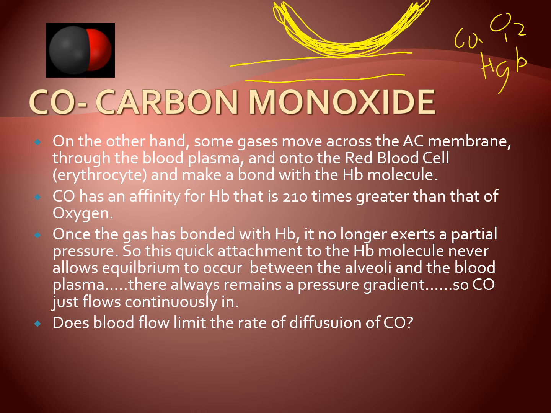In other words, the only thing that stops this gas from going from the alveoli into the bloodstream is how thick or how hard it is to get there in the first place, right? So the thicker the AC membrane, the harder that gas is to diffuse and attach itself to the hemoglobin. Well, why? Why is this not like a perfusion limitation? Because what happens when you have oxygen plus hemoglobin equals oxyhemoglobin.